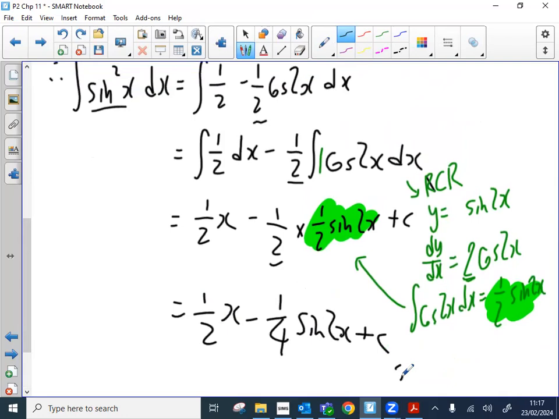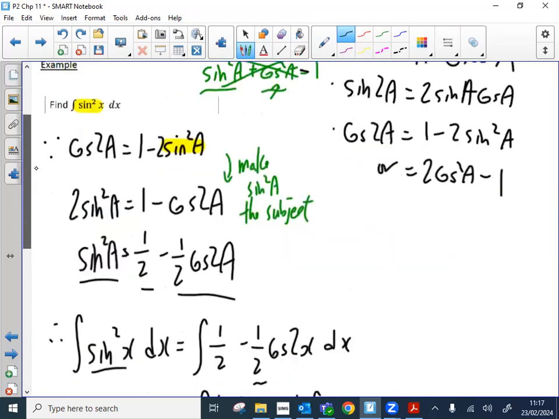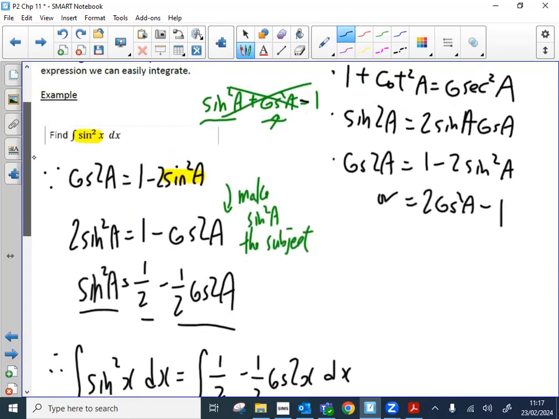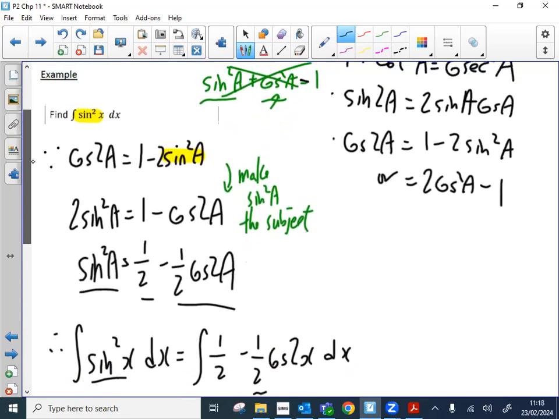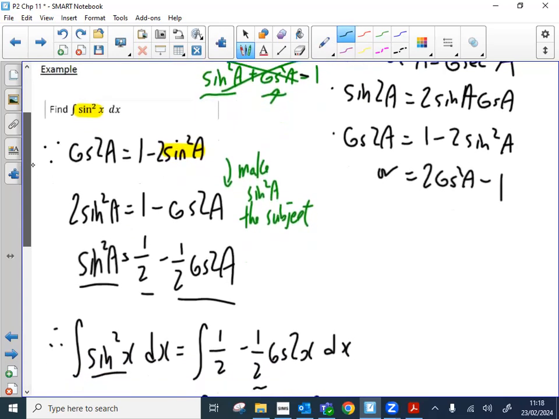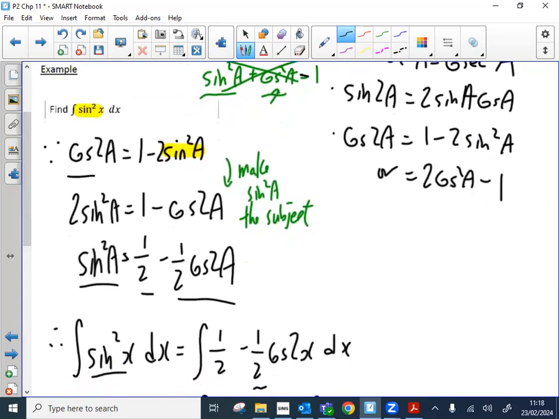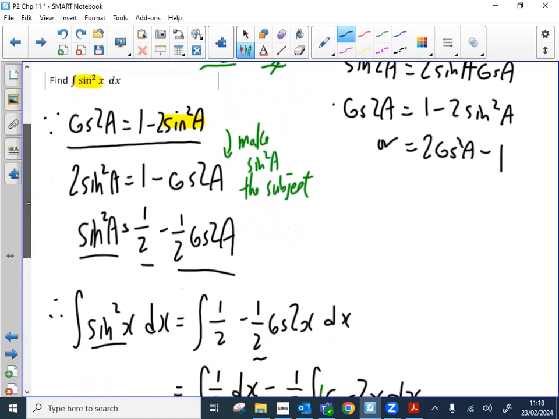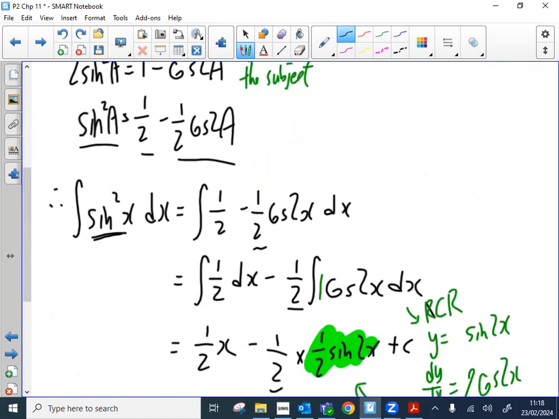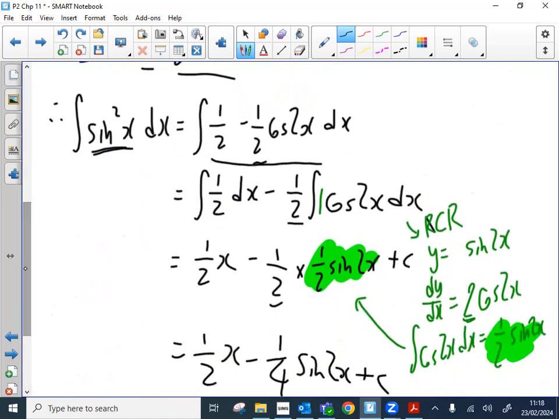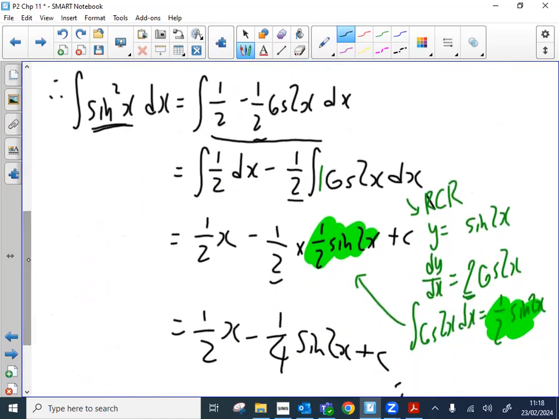So, to recap what I've done here. First of all, I need to look at the formula booklet. I realize the formula booklet can't do anything, so it's useless. Then I have to recall the second help, which is identities. I recall the identity cos 2a equals 1 minus 2 sine squared a, make sine squared a the subject, and then replace it in the question, and then integrate separately. When I need to integrate with the reverse chain rule, I use the reverse chain rule.